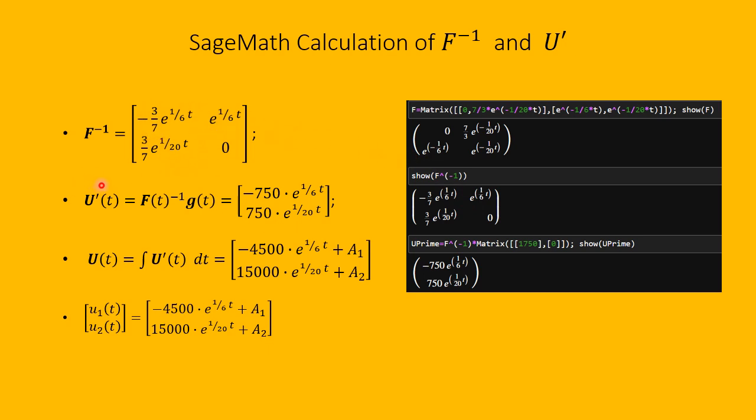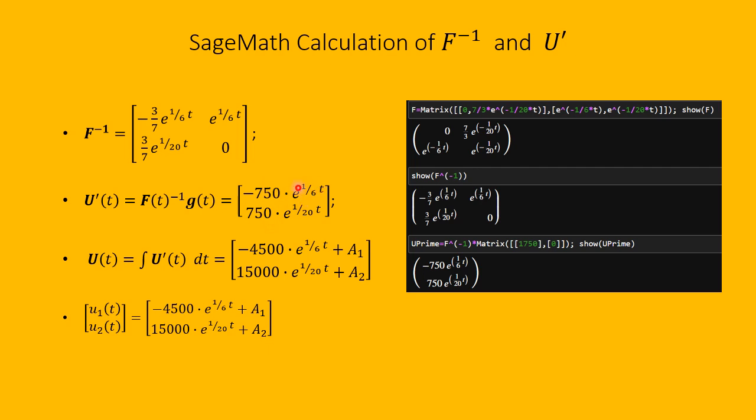U prime of t, remember, is F of t inverse, which we just found here, times g of t. And if we take this matrix F of t inverse and multiply it by g of t, which is a known column vector function, what we get is this matrix. So then this is the derivative of u. We can think of this column vector as u1 prime of t, u2 prime of t. So to find u1 and u2, we just integrate u prime.